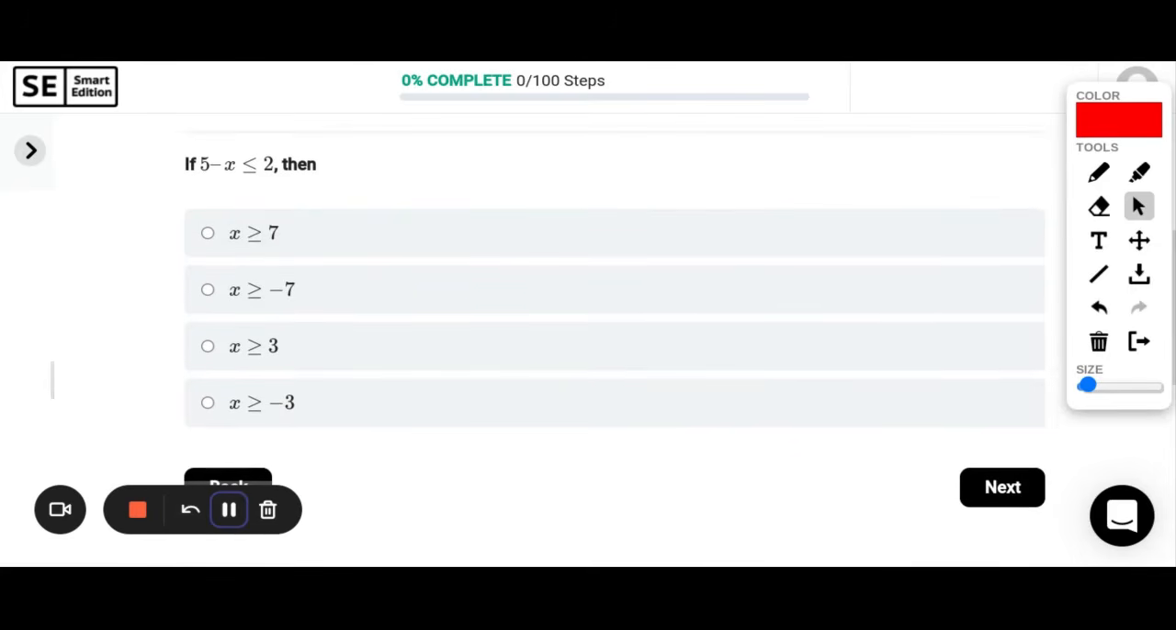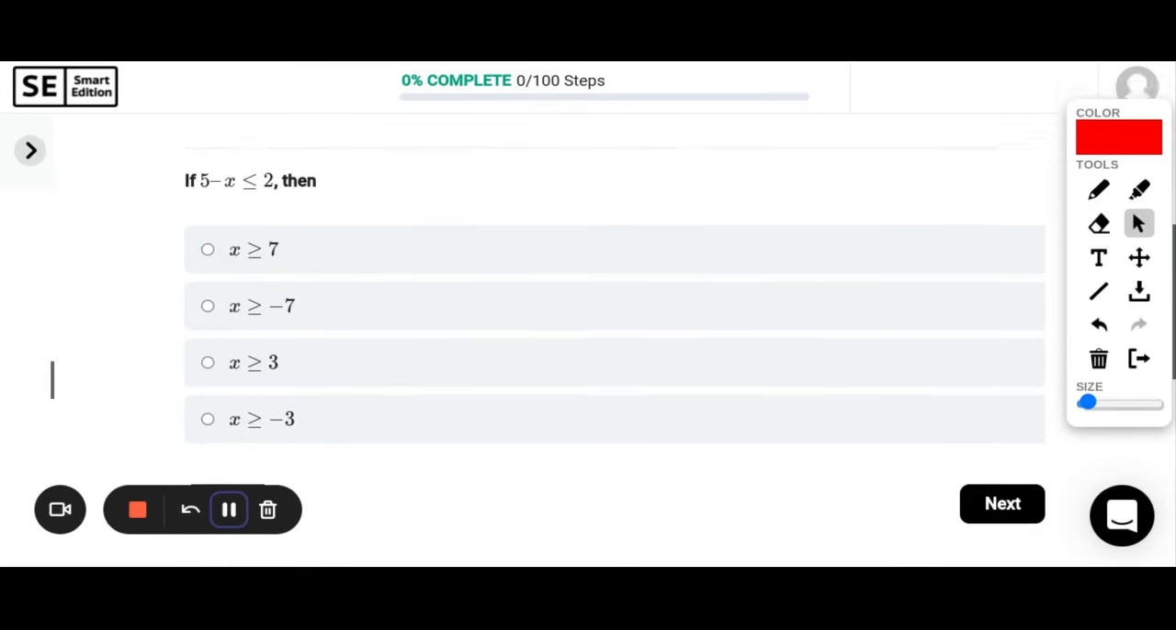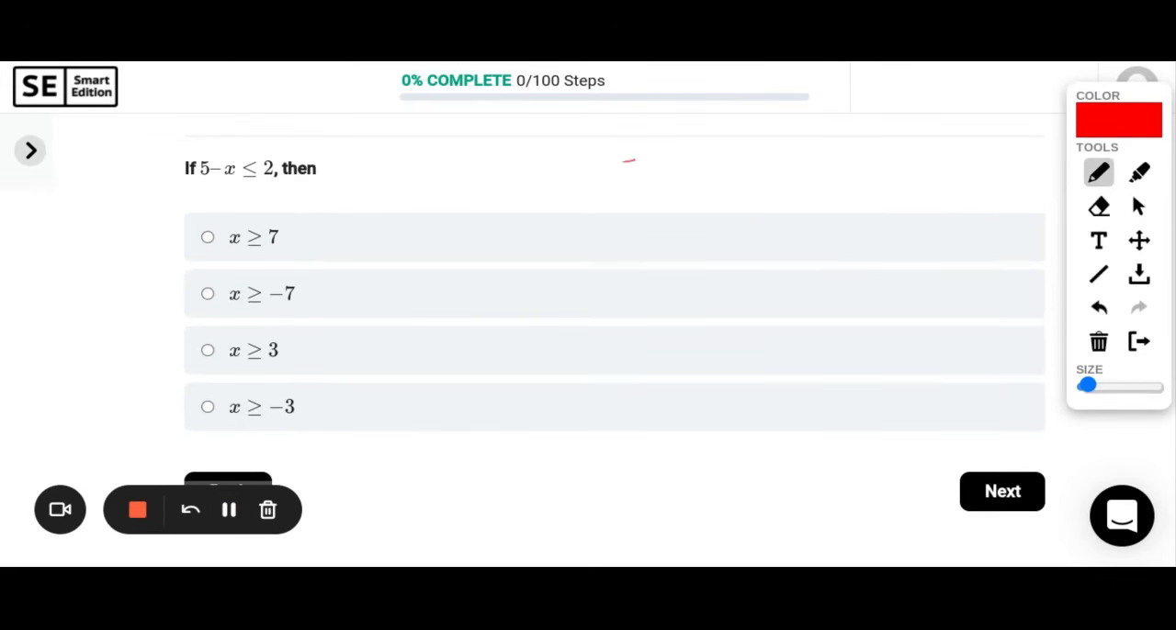All right, we have an inequality to solve here. 5 minus x is less than or equal to 2. Okay, so what we can do here is try to get x by itself. So I'm going to subtract 5. So this 5 is positive. I need to make sure I subtract 5 in order for it to cancel out. So on the left, I have negative x is less than or equal to negative 3.